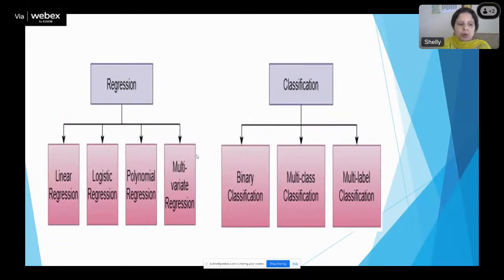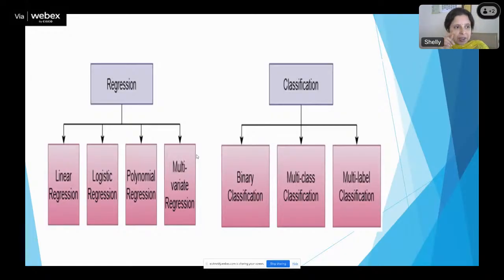Now moving further, this is what I was talking about. The regression can further be classified as linear regression, logistic regression, polynomial regression, or multivariate regression as well. Under the classification, I can classify either as binary, of which I already gave an example: you can classify it as hot or as cold. Similarly, you can take another example where you have emails and you can classify them either as spam or non-spam. That's the example of the classification.